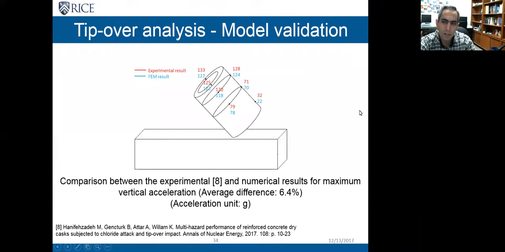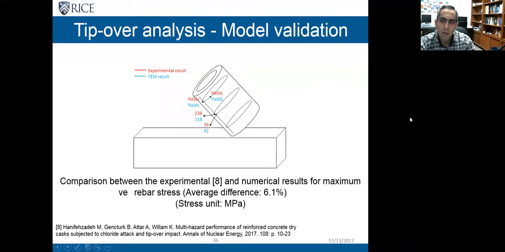Another parameter of interest in impact tests is acceleration. In this study, the researchers reported the maximum vertical acceleration. In this figure, I'm showing my results with the experimental results, and the average difference between the results is about 6%. I also compared my stress results in the rebars with the results reported from the experiment, and the average difference in this case is about 6% again.